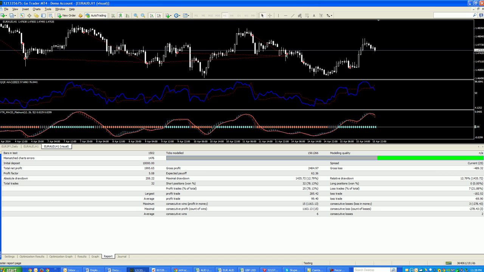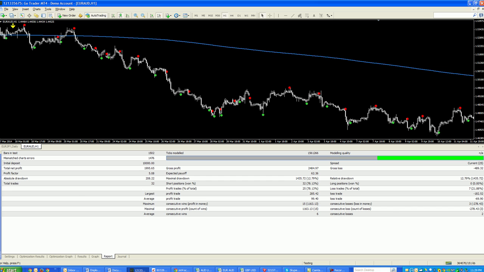32 trades. As you can see, short positions 100%, 78% profit. Long positions 0%. They're all short trades. Average winner $99. Average loser 69. So that's pretty good. So what I'll do, I'll just pause it for a sec.